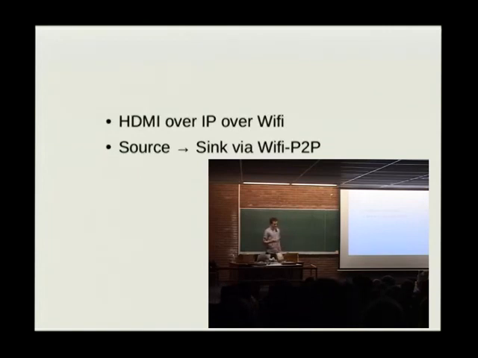And it defines a source and a sink. A source is a device that creates an image, whatever it does to do that. And a sink is a device that displays the image, usually a TV or a monitor. And the new thing about the connection is that it uses Wi-Fi peer-to-peer.